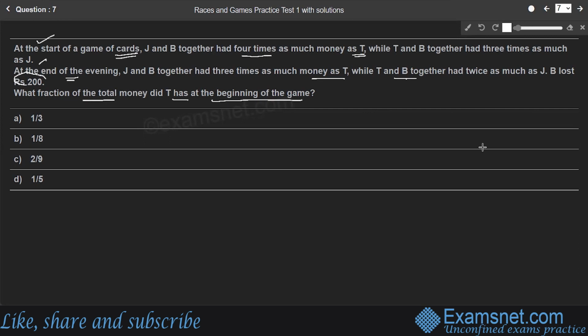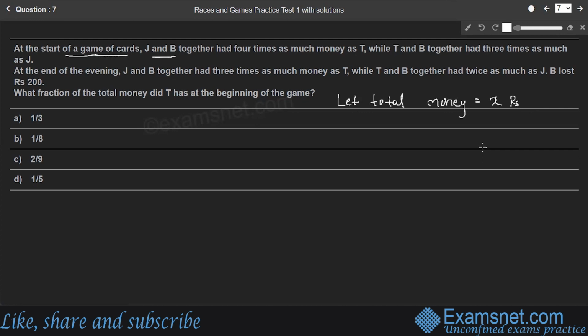So a twisted question. Here the solution is very easy. So here let us assume the total money as X rupees, right? So let total money is equal to X rupees, right? So at the start of the game of cards, J and B together had 4 times as much money as T.